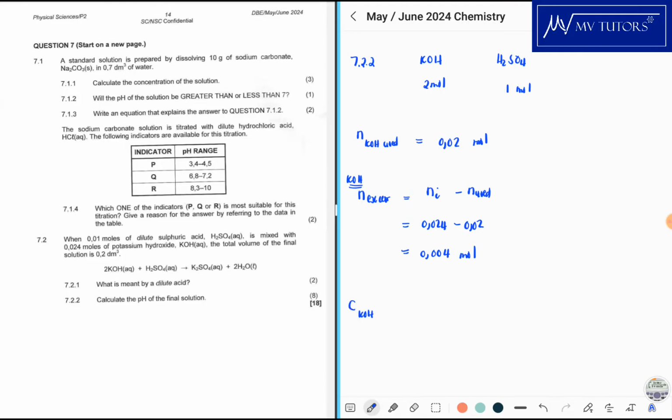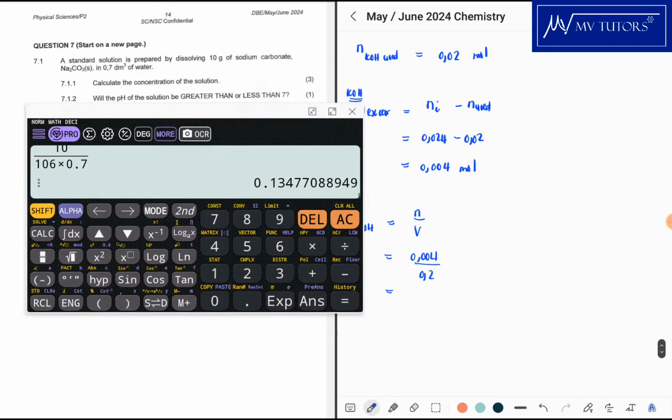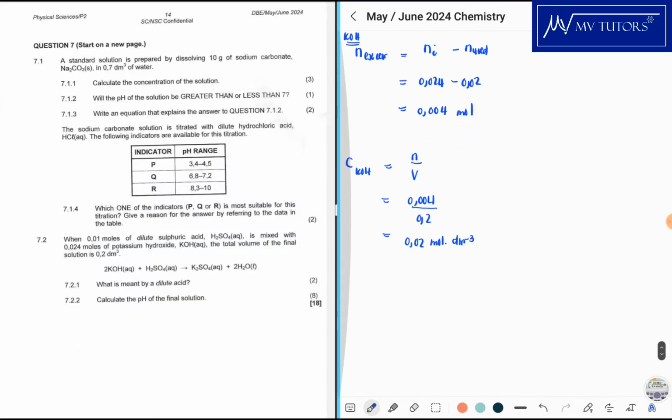And then I can use that excess to get the concentration of potassium hydroxide. Remember, because this is a very strong base, it dissociates completely, and we'll see how that comes into play. So concentration is number of moles over volume. Number of moles, we have 0,004. The volume they told us is 0,2. Let me just get the calculator before I miss the zeros. 0.004 divided by 0,2. So I get 0,02 mole per cubic decimeter. That's the concentration of potassium hydroxide.